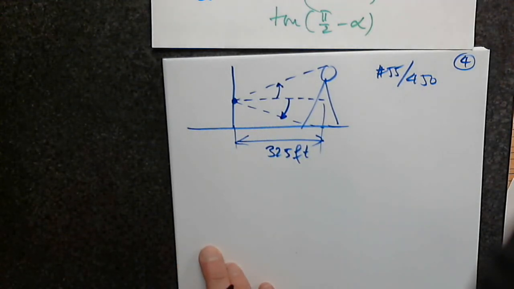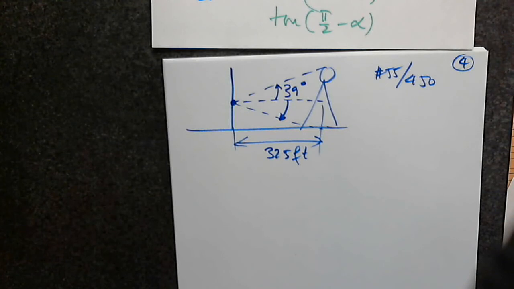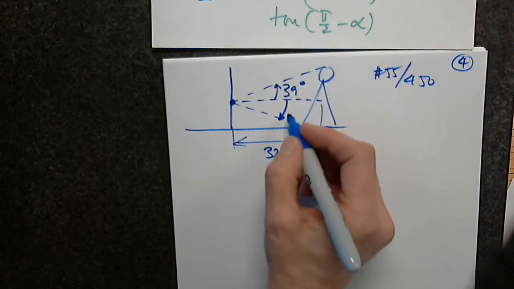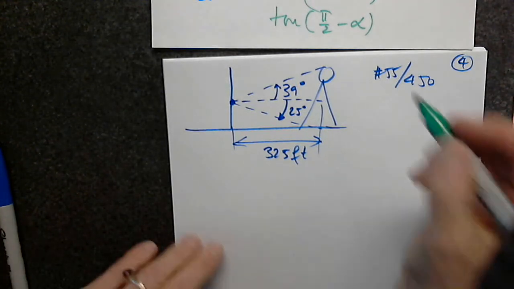So from a window, okay. Angle of elevation to the top of the tower is 39 degrees. And the angle of depression to the bottom of the tower is 25. How tall is the tower? How high is the window? So there are two questions here. They're asking us to determine this.